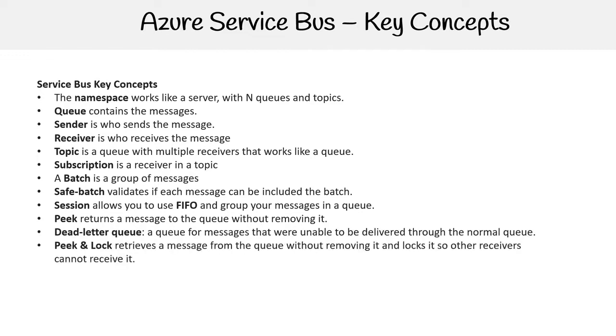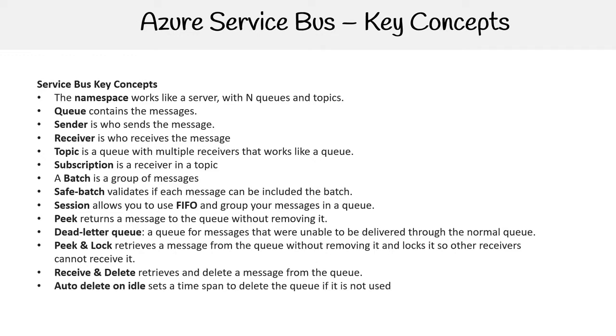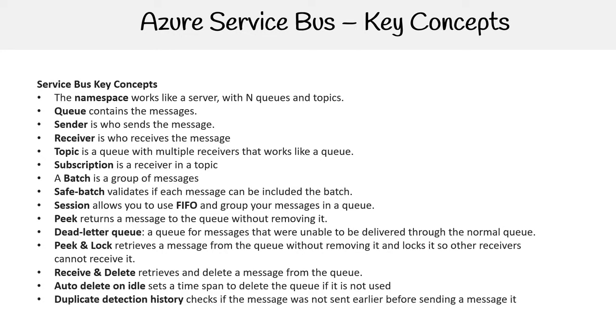Peek and lock, so this retrieves a message from the queue without removing it and locks it so other receivers cannot receive it. Receive and delete, so receives and deletes messages from the queue. Auto delete on idle, so sets a time span to delete the queue if not used. Duplicate detection history, so checks if the message was not sent earlier before sending it. So there's a lot of stuff here, but don't worry, we're going to cover the most important stuff here in the upcoming slides and in the follow along, okay?